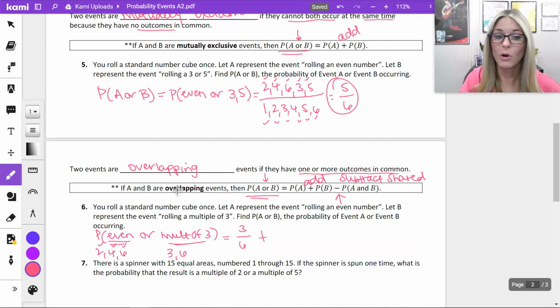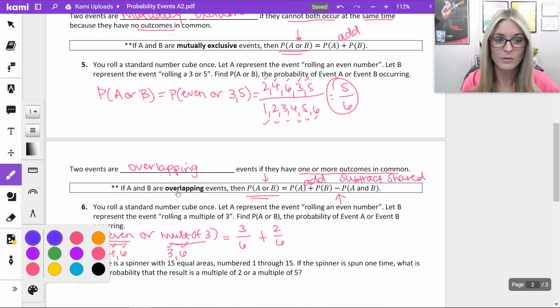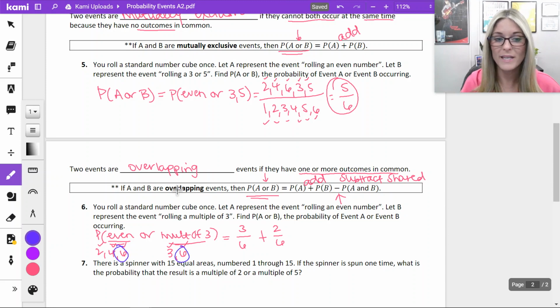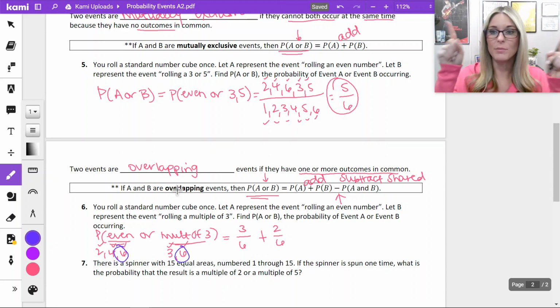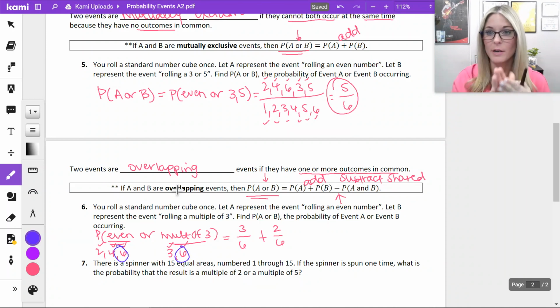Probability of event B, rolling a multiple of 3. There were 2 possibilities out of 6. But what did you notice? We listed 6 in both of those. Let me ask you a quick question. How many 6s are on the number cube?